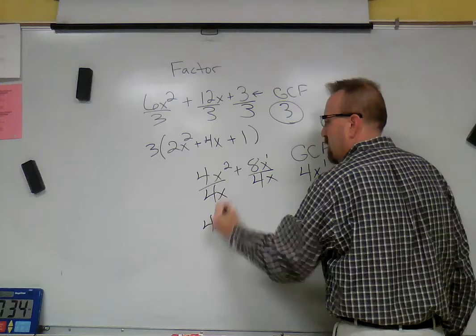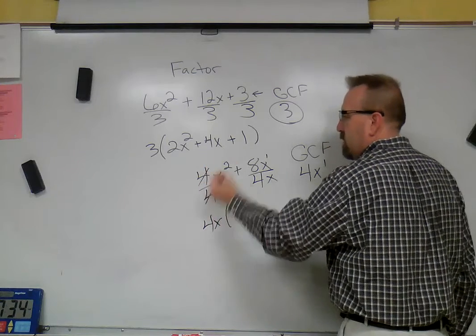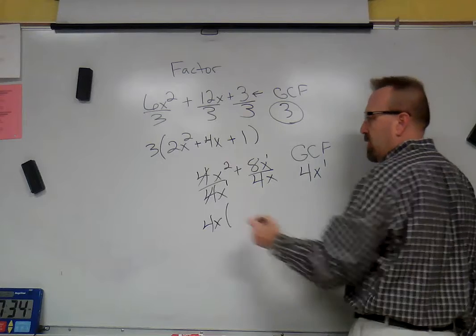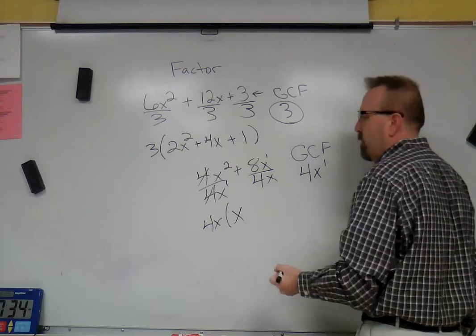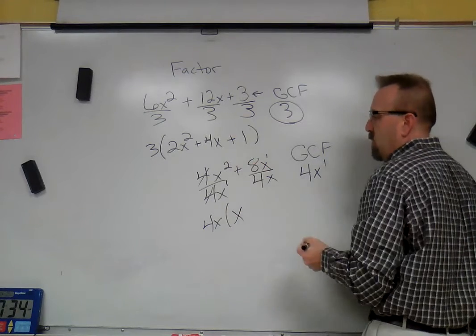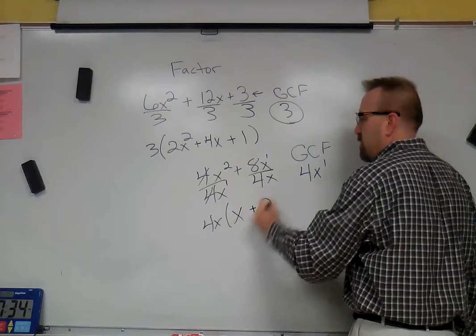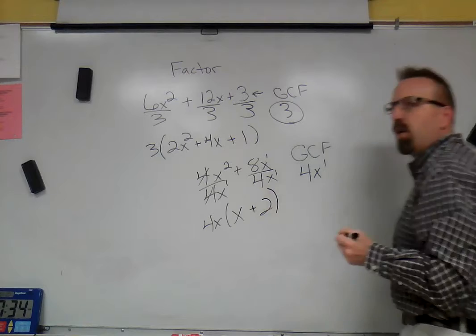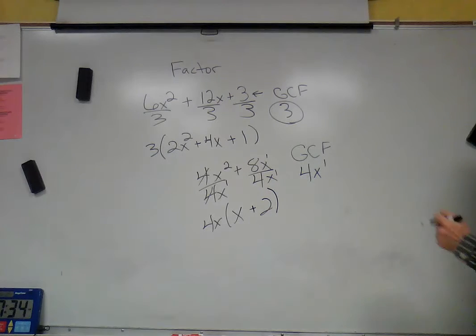Put it out in front. Our 4's cancel. So x squared divided by x to the first. Subtract your powers. 2 minus 1 gives you 1. 8 divided by 4 is 2. 1 minus 1 leaves us with 0. So that would be our factored form.